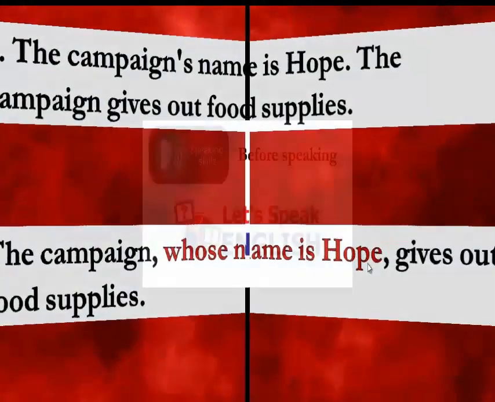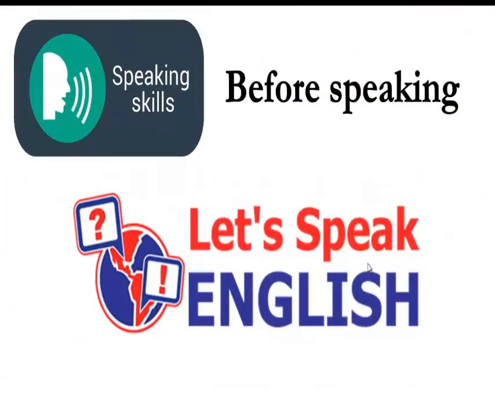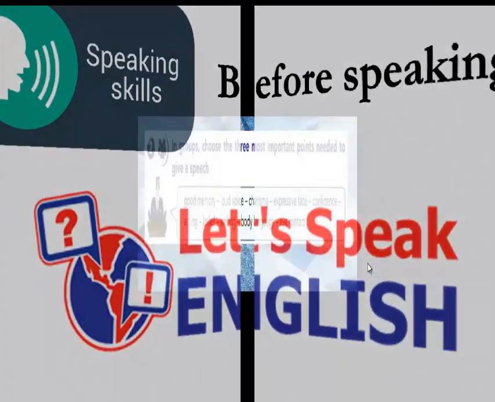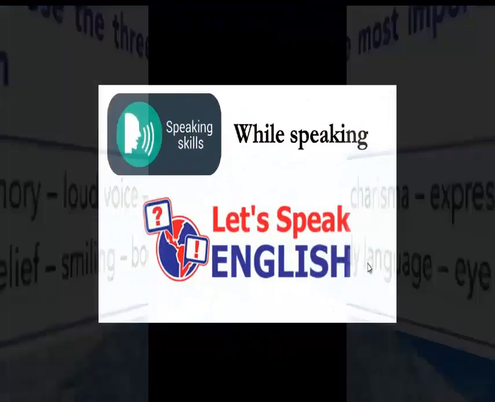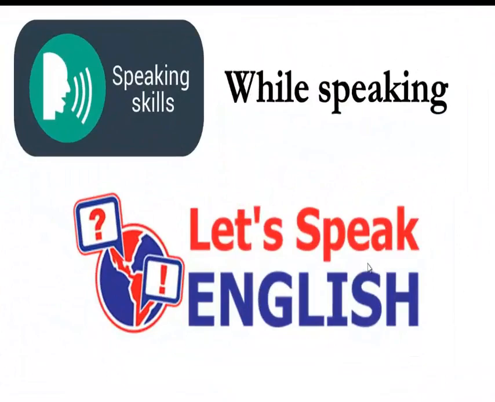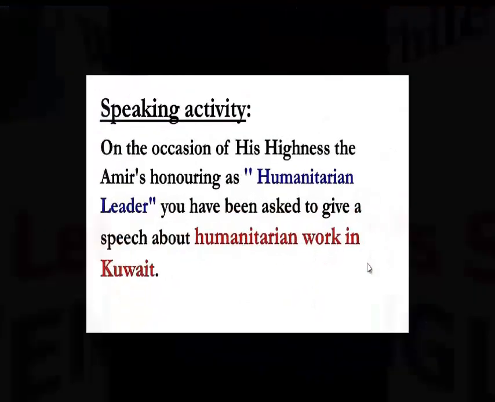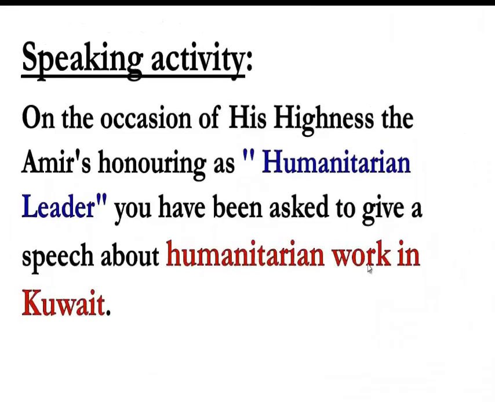Now, after we cover the grammatical rule, let's go on to another skill, speaking 1, exercise number 2 on the same page, page 30. In groups, choose the 3 most important points needed to give a speech. Look at me here. As you see, this is a speaking activity.